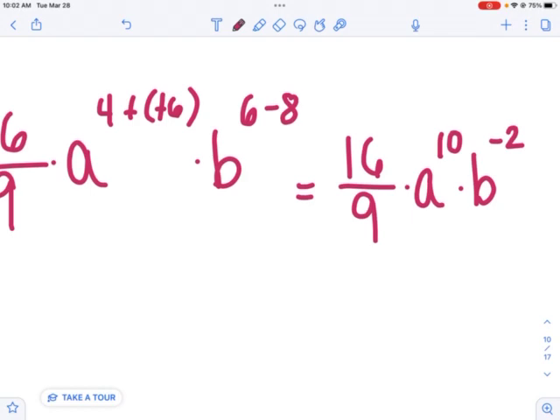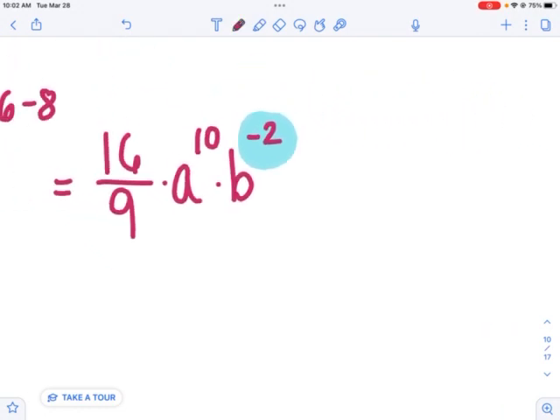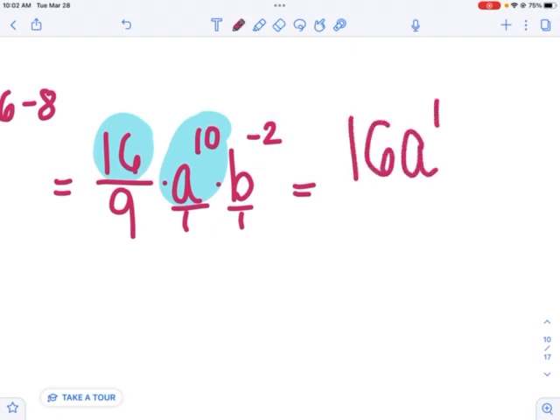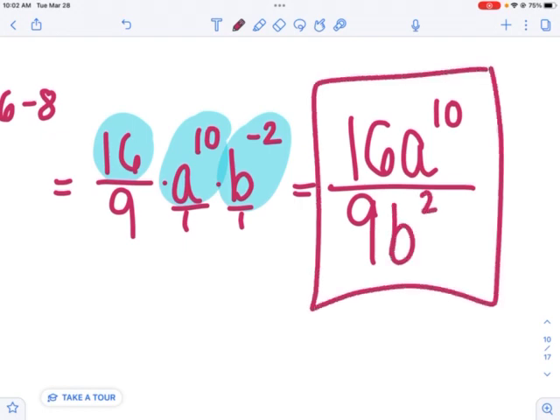So I have one more rule to apply, that negative exponent rule. But take a look, I already have a number in the denominator, right? All of these can be put over 1. So what is left in my numerator will be 16a to the 10th. I'll erase that. So 16a to the 10th over 9 is in my denominator, but I'm moving b to the negative 2nd downstairs and making it b squared. So there's my final answer.